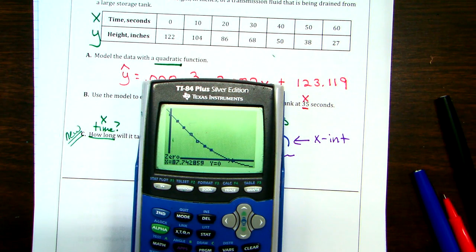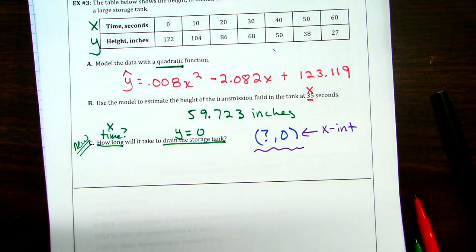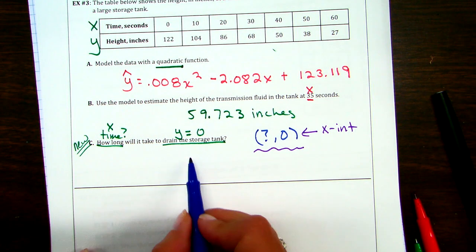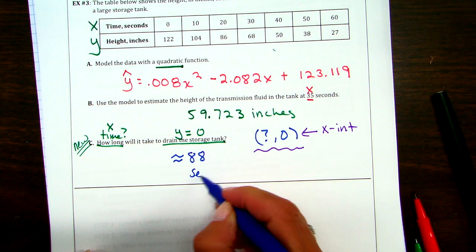Yes. And remember, you're going to get decimals. They're not going to be nice, pretty numbers. So we have a y of 0, which is what we wanted, right? And there's your x value. And let's just round it to whole numbers, because that's how we would answer that question. How many seconds did it take to drain? Approximately 88 seconds.